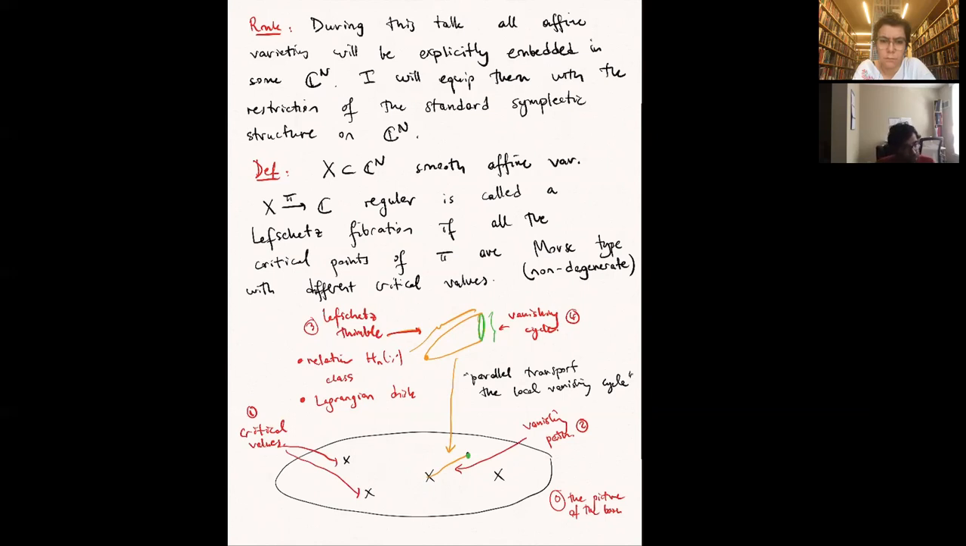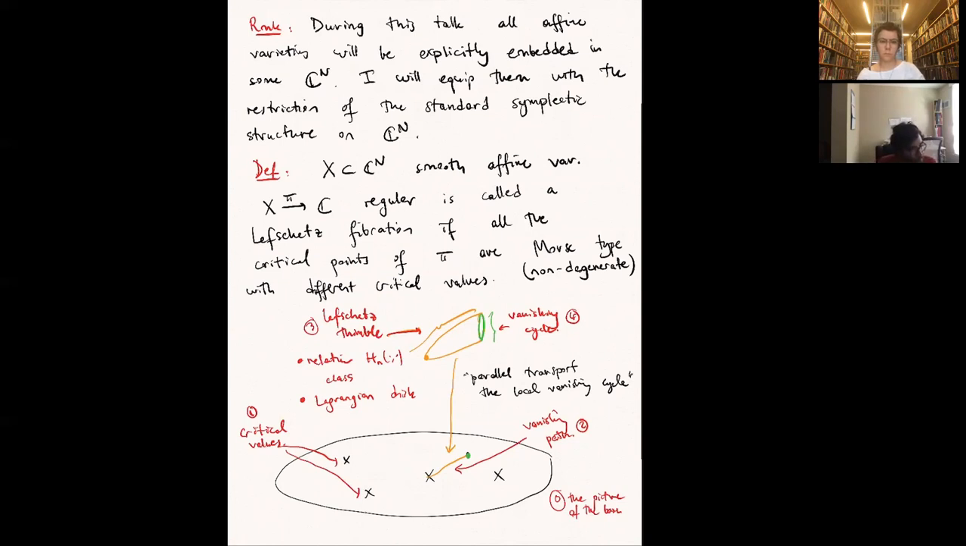The Morse type is also called non-degenerate, because you can characterize being a Morse singularity by looking at the Hessian at that critical point: this quadratic form should be a non-degenerate quadratic form. And I also make this mild assumption that the critical values associated to two different critical points should also be different. So I don't have two critical points lying on the same fiber.